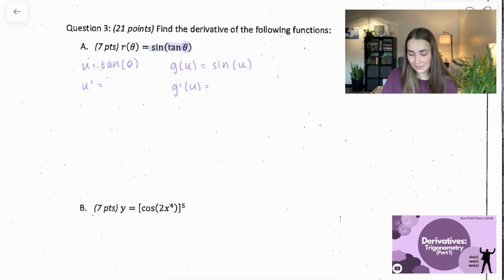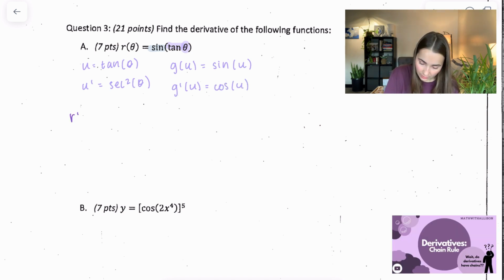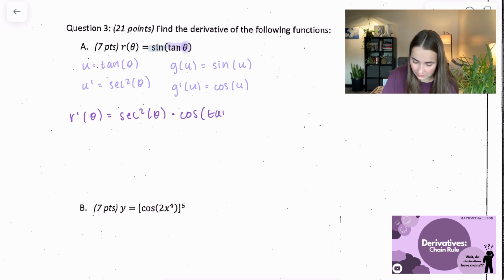So the derivative of tangent is going to be secant squared theta. And now the derivative of sine is going to be cosine of u. So now when we find the actual derivative, r prime of theta, we take u prime, so secant squared of theta, and we multiply that by g prime of u. But we're going to replace u back in. I know that u is equal to tangent of theta. And once again, we can just stop right there. It's not asking us to simplify. I found the derivative. I'm good to go.